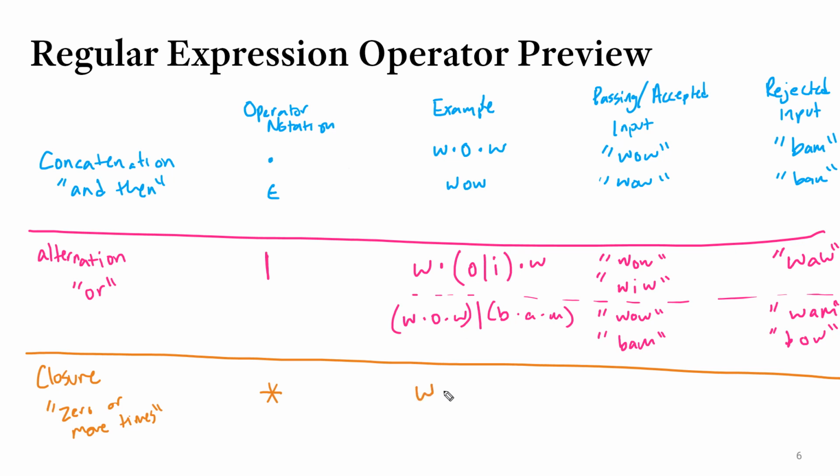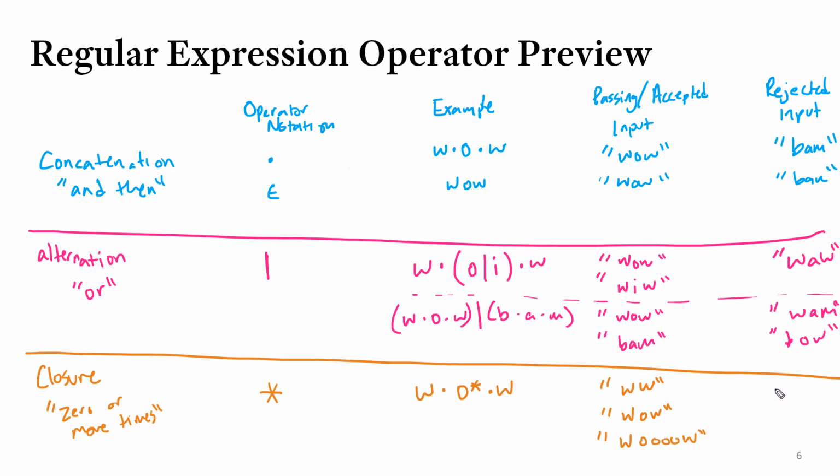So let's give the pattern W concatenated with O star concatenated with W, right? And what the closure operator says is match 0 or more of these characters repeated, right? And so an example passing input would be WW, right? Because 0 or more means it's optionally there. We don't have to have an O there. That would match and that would be okay. WOW would match because there's one O, or WOOOOW would also match because we can have an unlimited number of O's following one after the other.